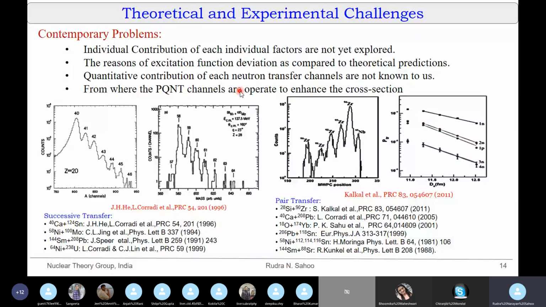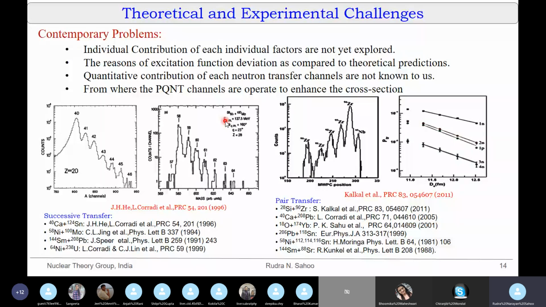And the quantitative contribution of each neutron transport channel. In our system, what I showed you, we have 6 neutron transport channels in 35 chlorine, but we only know that the neutron transport channel has some effect towards the subbarrier fusion; we don't know the quantitative contribution of each neutron transport channel. And one more thing: in our system, the computational calculation reports the fusion excitation function down to 6.5% below the barrier. Then the question is, from how much percent below barrier does the positive Q value neutron transport channel actually operate to enhance the fusion cross section? This is also not known to us.